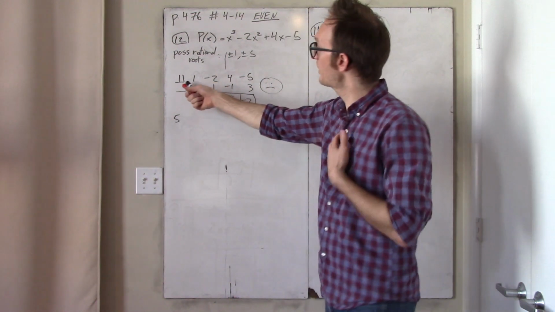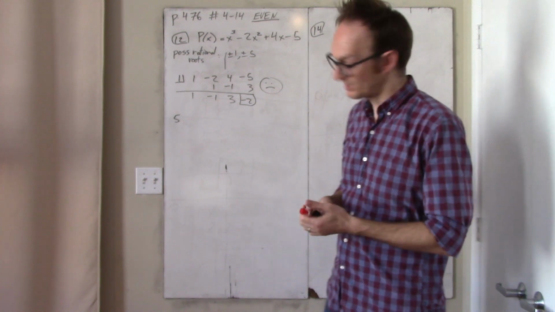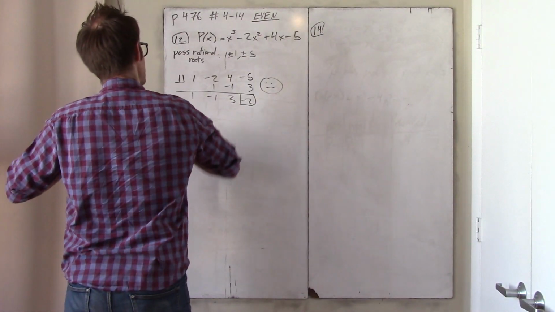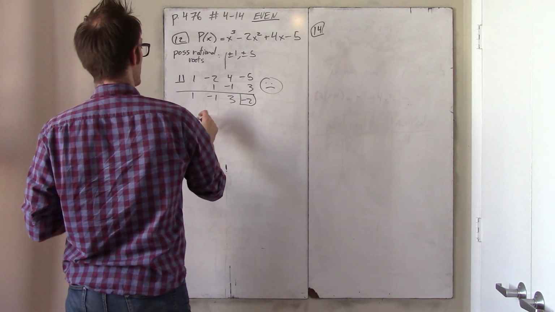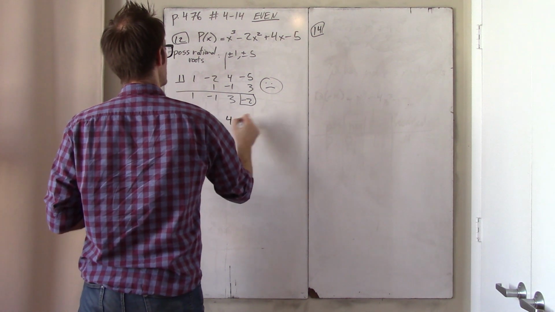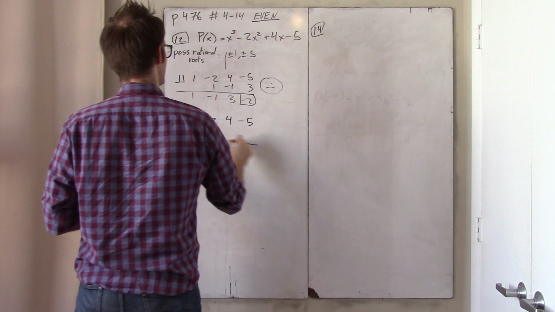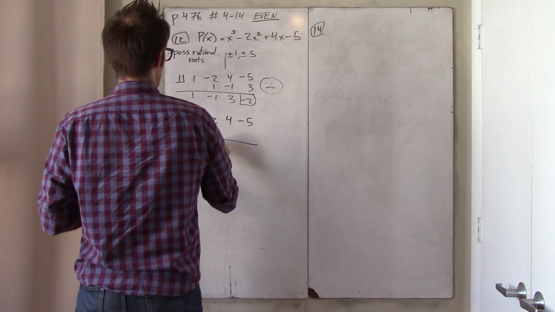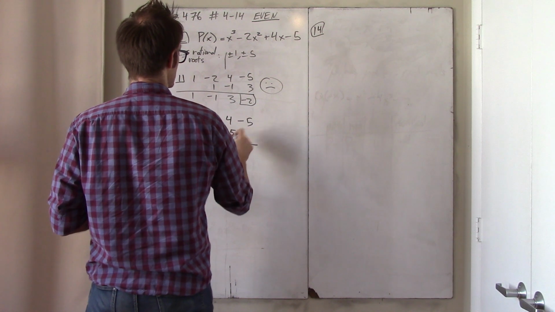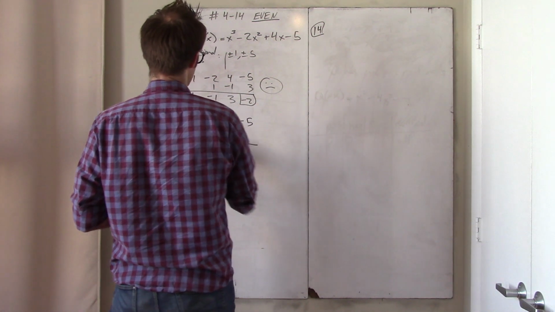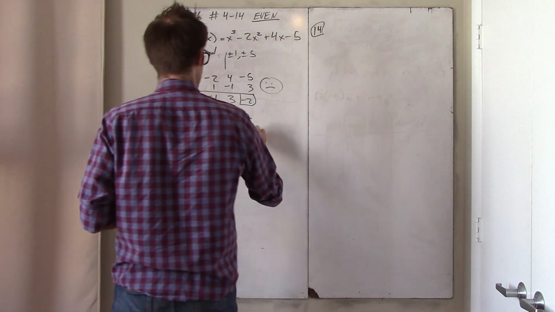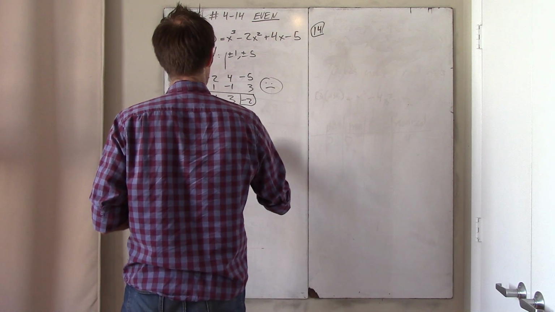So I tried 1, hoping that would be the answer, and it wasn't. I'm going to try 5 now, and let's see what happens. So 1, negative 2, 4, and negative 5, and we just go. So zoom zoom, 5, 3, 15, this doesn't look like it's going to work, 19, and 5 times 19 is 95, so that's 90.